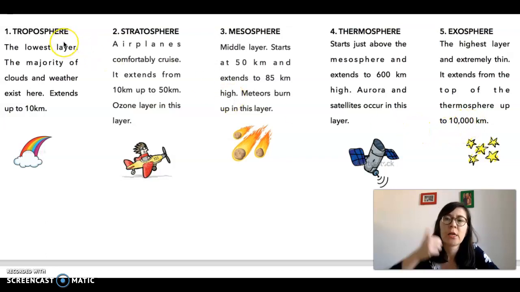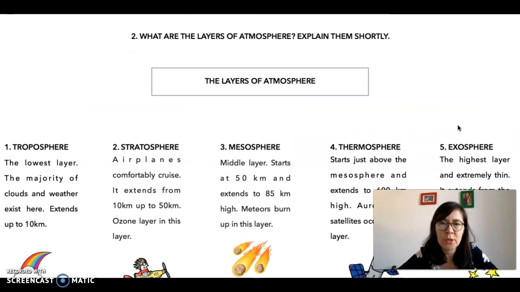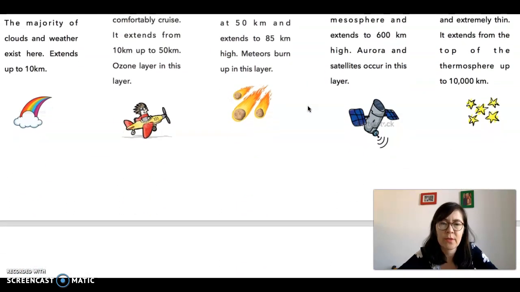Very good. So, troposphere from 0 kilometers to 10 kilometers. Stratosphere from 10 kilometers up to 50 kilometers. Mesosphere from 50 kilometers to 85 kilometers. Thermosphere from 85 kilometers to 600 kilometers. Exosphere from 600 kilometers up to 10,000 kilometers. Okay, so that was question number 2, the layers of atmosphere.